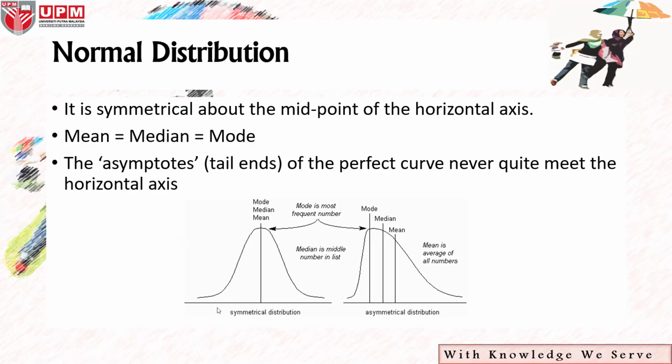Asymptote is referring to the tail, this tail. Okay, the asymptote, or tail end of the perfect curve, never quite touches or meets the horizontal axis. So the asymptote will never touch the x-axis. It will go like this until infinity. Okay, that is the normal distribution. So this is the normal curve.